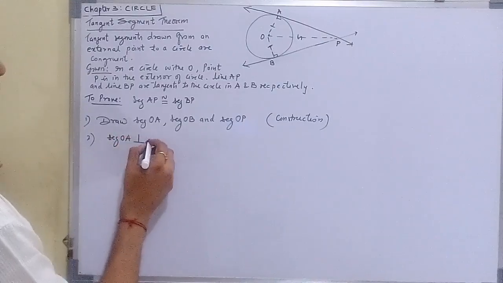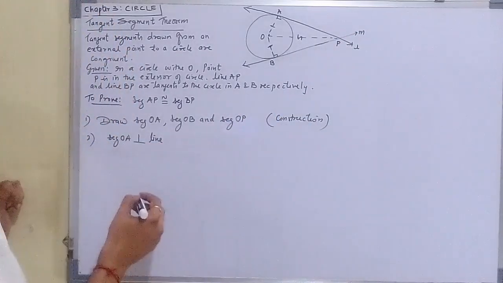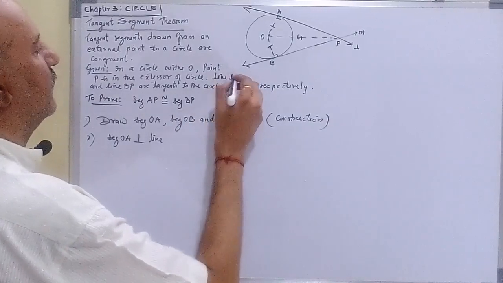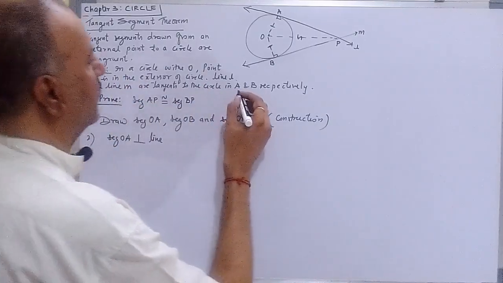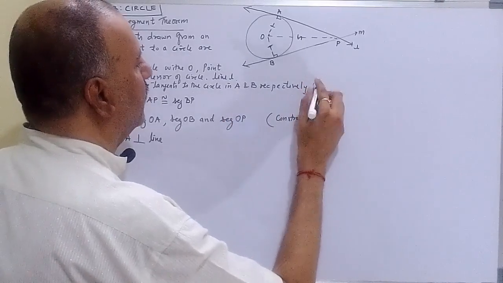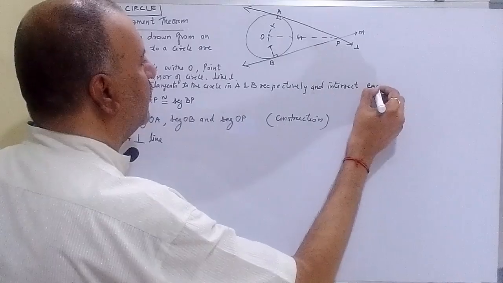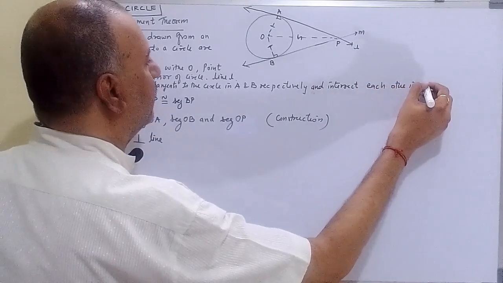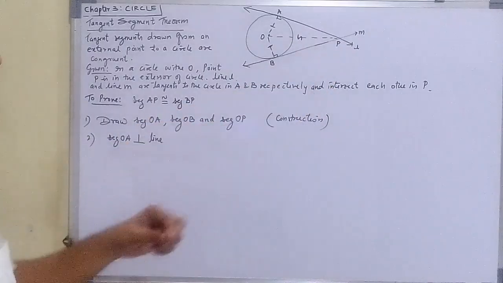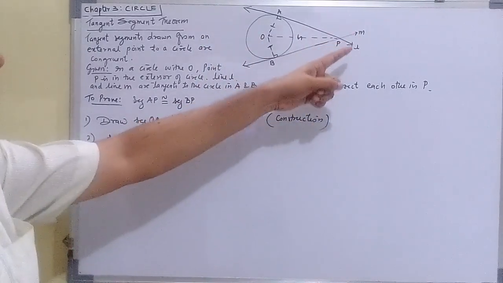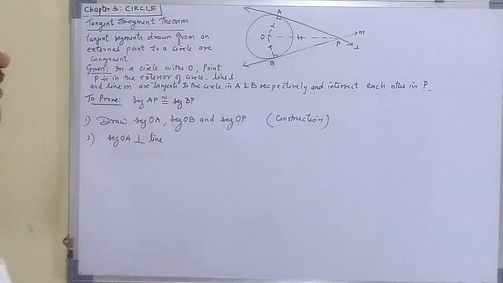Seg OA perpendicular to line, इसको L और इसको M पकड़ते हैं. ये बाद में लिखना पड़ेगा क्योंकि गिवन में: a circle with center P, point P is an external point, line L and line M are tangents to a circle in points A and B, and they intersect each other in point P.